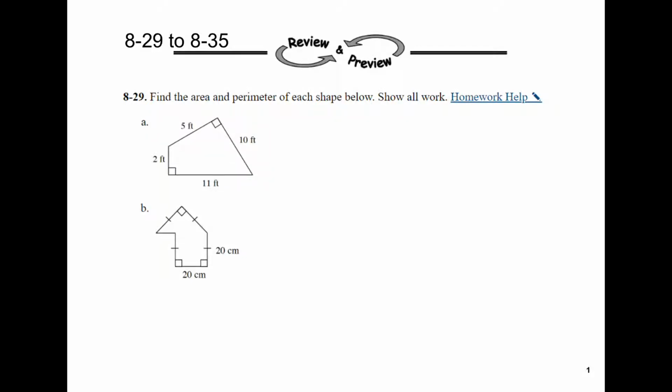Hello, this is Mrs. Edwards, and we are going to do the review and preview problems in Chapter 8, numbers 29 through 35 in the CCG book. Question 8-29 says, find the area and the perimeter of each shape below.